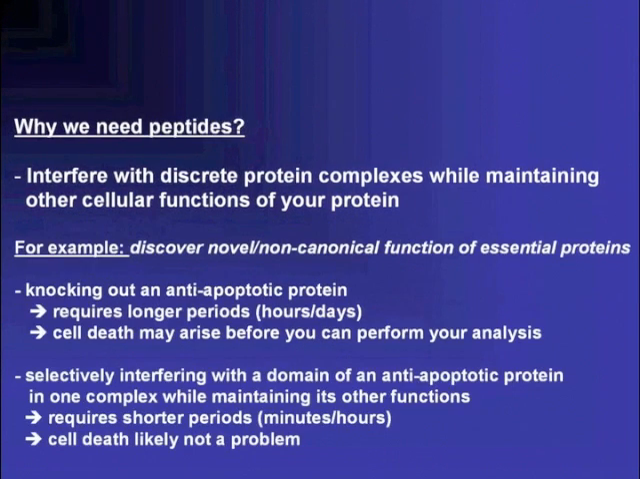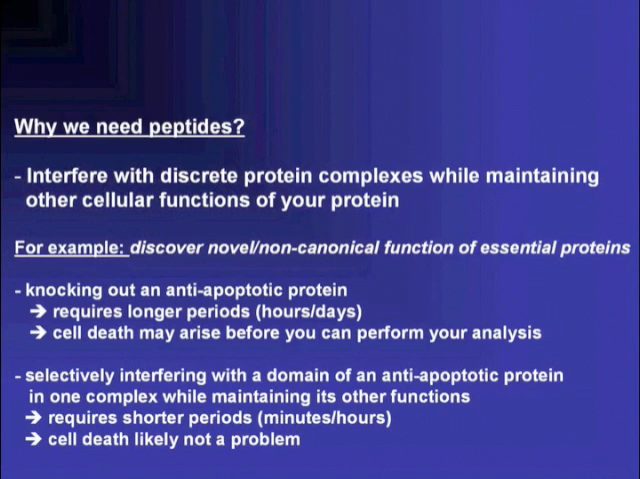I want to go a little bit deeper into the fact that you can interfere with discrete complexes while maintaining cellular functions. For instance, you want to discover novel or non-canonical functions of an essential protein. The knockdown of this protein might not be a good idea. It might require longer periods, hours, days, and some cell death or other processes might arise before you can perform your desired analysis.